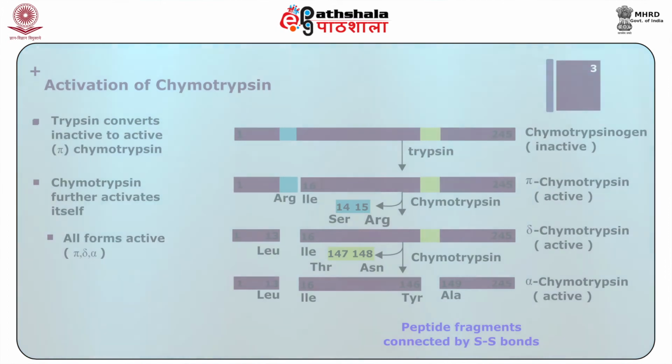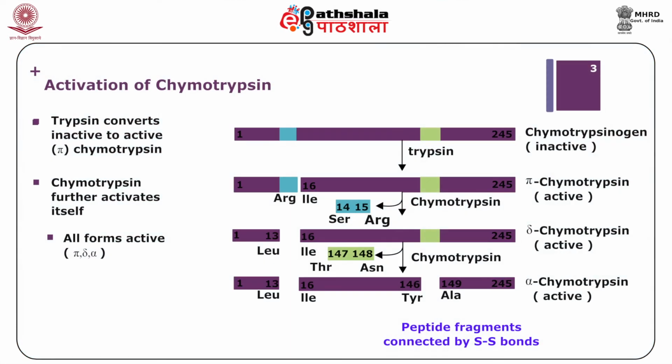Chymotrypsin is produced by the acinar cells of the pancreas as an inactive precursor known as chymotrypsinogen. The unusual structure of chymotrypsin arises as a result of activation of the zymogen by proteolytic cleavage. The activation of chymotrypsin occurs in stages.